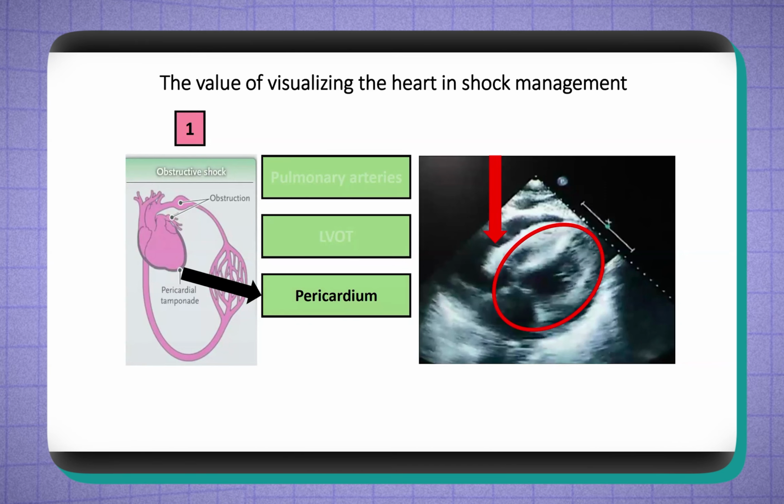But if you find that there is a pericardial effusion and there is a collapse of the RA wall, always think about pericardial tamponade. There are multiple other etiologies which can also mimic a pericardial tamponade. You can have something known as a low pressure tamponade.